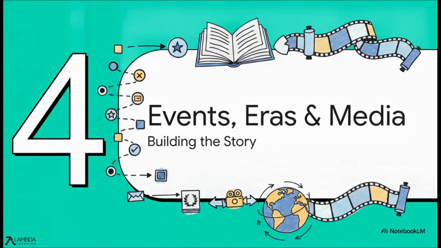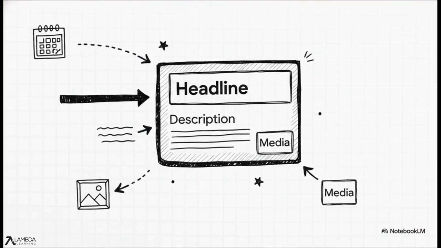Which brings us to Section 4, events, eras, and media. So every single event on your timeline represents a crucial milestone in the story you're trying to tell. And for each one, you'll need to plug in 4 specific pieces of information. You need a date, a snappy headline, some descriptive text, and then you have optional media, stuff like images, YouTube or Vimeo videos, or even Google Maps integrations. Providing these 4 elements creates this really rich, meaningful milestone for your learner.